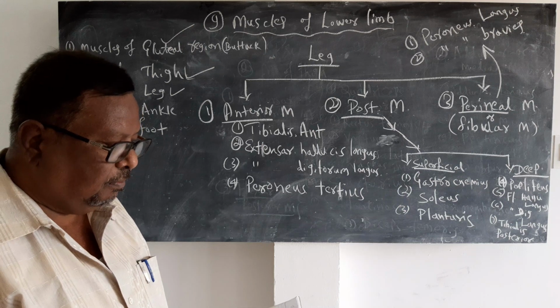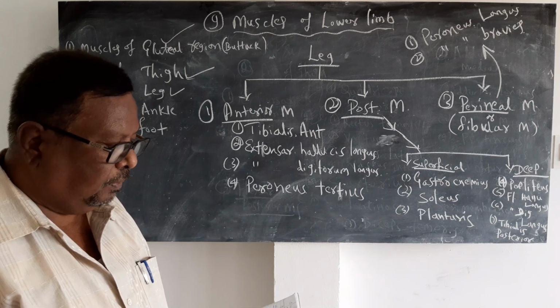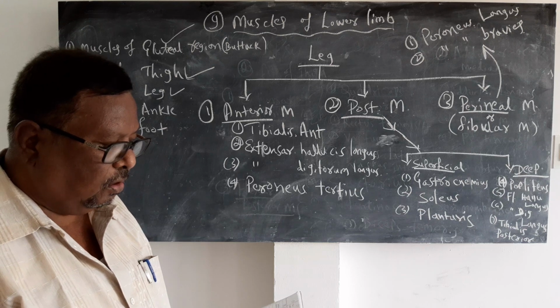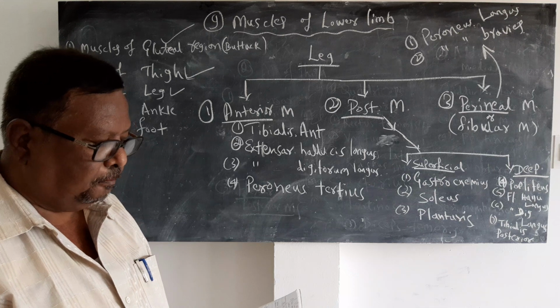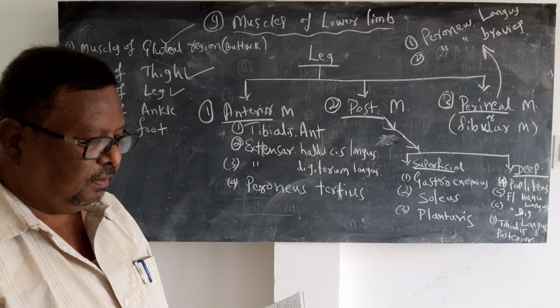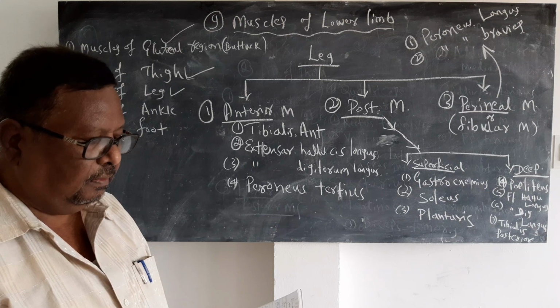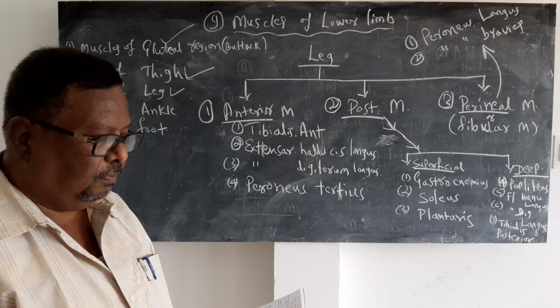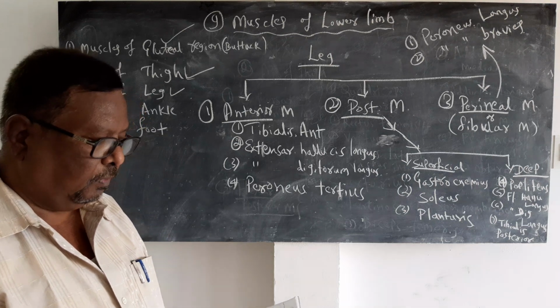Paralysis of these muscles results in foot drop. This is due to the loss of the power of dorsiflexion. When it is lost, then the foot drop comes, that is nothing but the paralysis of these muscles.